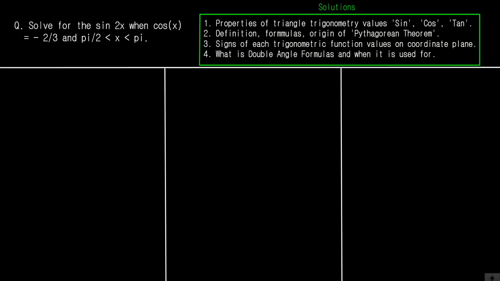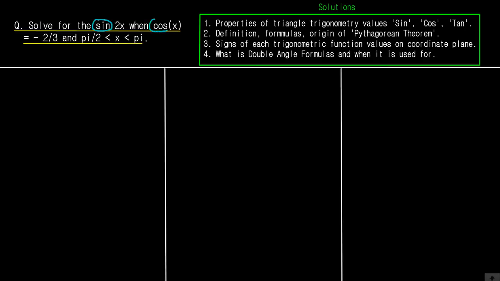So our another advanced SAT Subject Math Level 2 trigonometric function problem will be: solve for sine of 2x when cosine of x is equal to negative 2 over 3, and pi over 2 is less than x and x is less than pi.